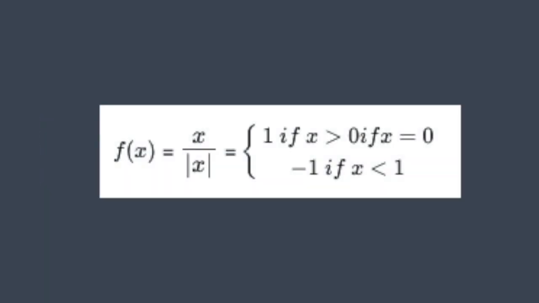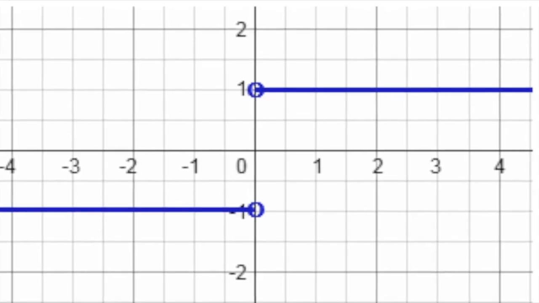Another example will be this one. Here, the value of the function is not defined at x equals 0. For all values of x which are bigger than 1, the function gives 1. On the other hand, for all values of x that are smaller than 1, the function returns -1. Here shown in the graph.